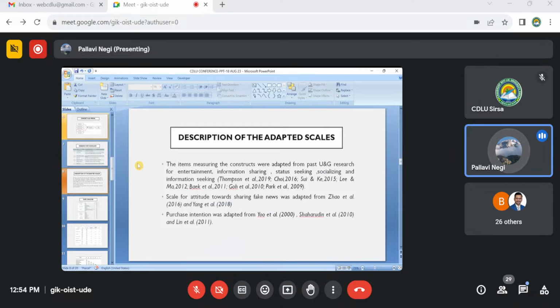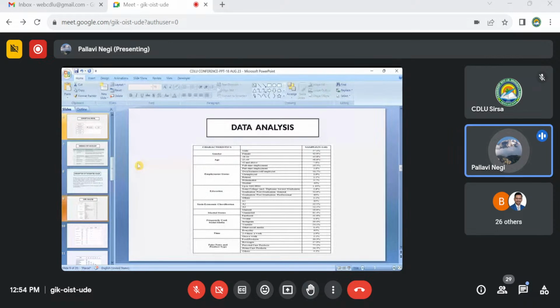These are the adapted scales, with a description of the previous studies from which I picked my scales and adapted them. Moving on to the data analysis part, this is the demographic profile of the respondents, based on gender, age, employment status, education, socioeconomic classification, marital status, frequently used social media, time, and the fake news and product type.